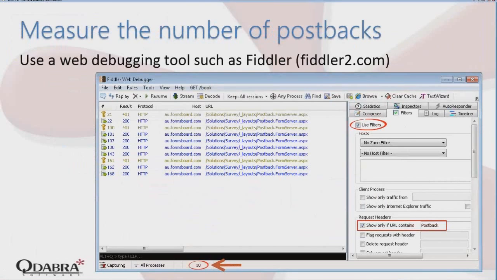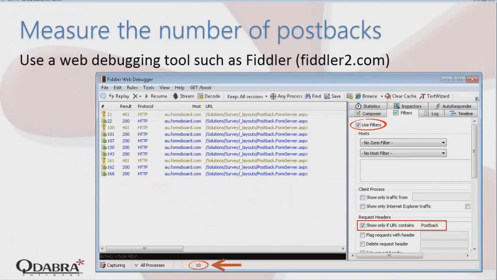What it is, it's a free web debugging proxy which logs all the traffic between your computer and the internet. So what you do is you open your Internet Explorer, for example, and open up a form session, fill out a new form, and then as you go through filling out your form, you'll see that in Fiddler, everything gets logged, including the postbacks.